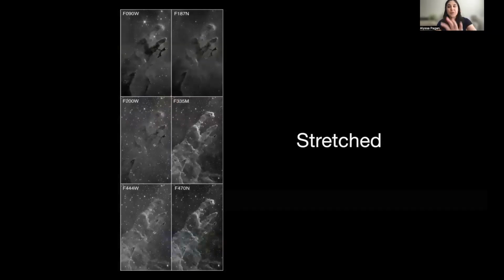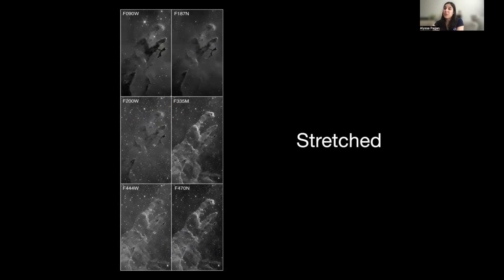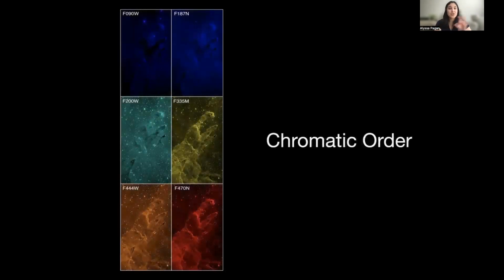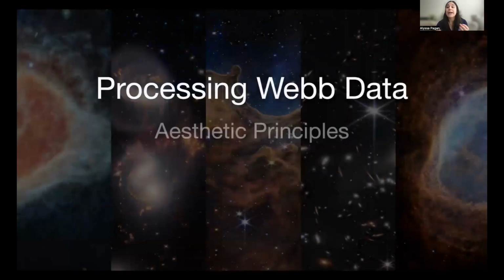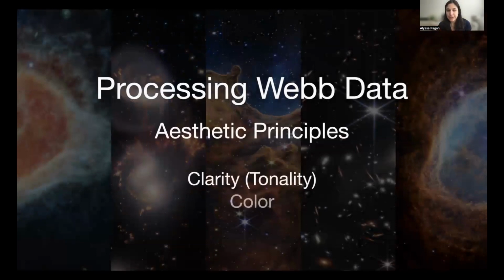So you can see here, after we stretched all of our images in the pillars, then we can assign colors in what we call chromatic order. So again, the shortest wavelength filter, in this case the 0.9 micron filter, gets the purple, and then we move on to the blue, the cyan, the yellow, the orange, and finally the red for the 4.7 micron filter. And then we can combine that all additively to get our full color image.